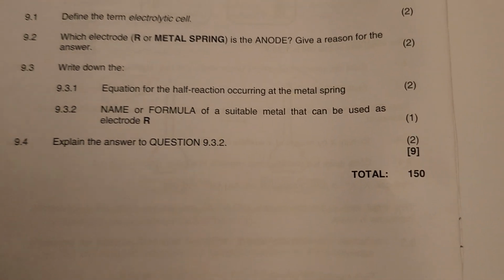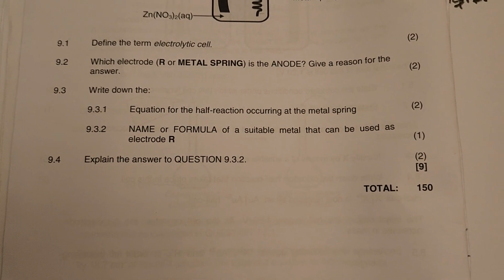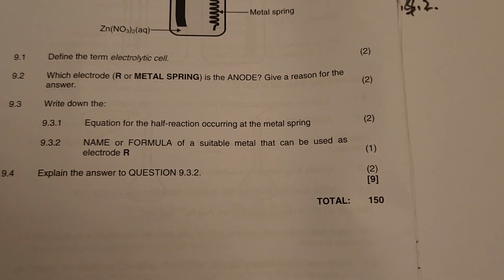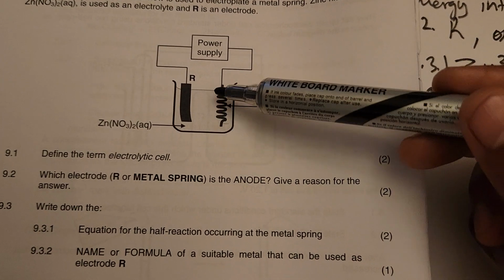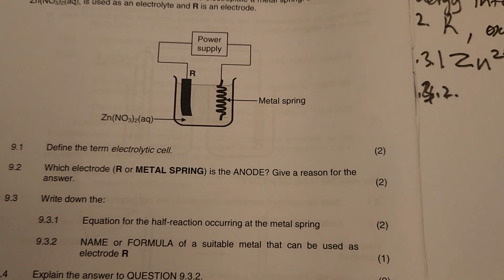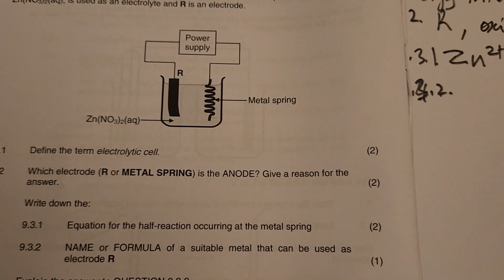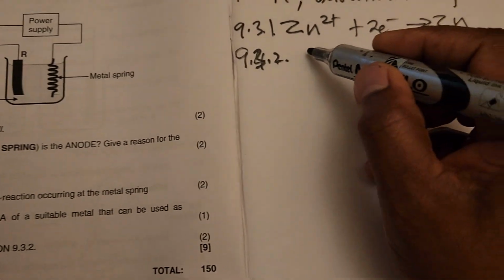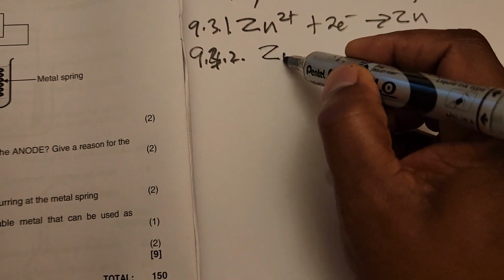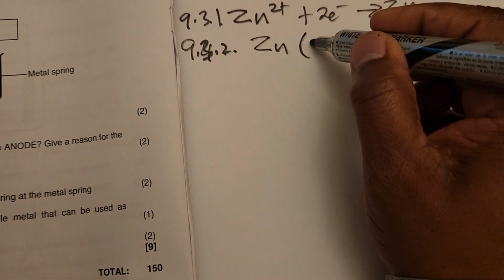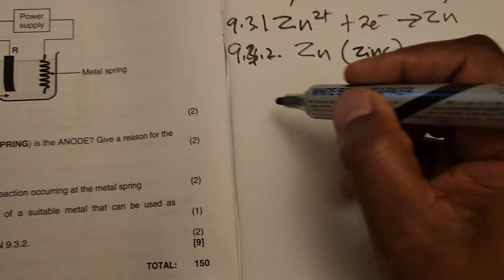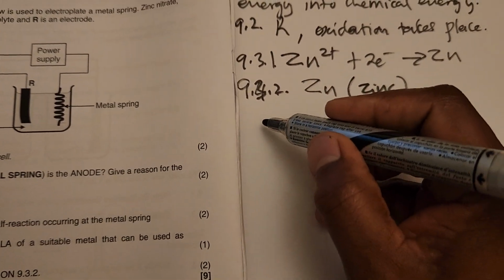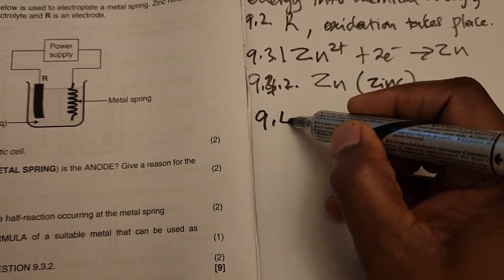Fine. Let's go to 9.3.1 and 9.3.2. Sorry for that. Write down the name or formula of the suitable metal that can be used at electrode R. Obviously, if you are covering the spring with the zinc, then R must be the zinc metal. Fine, no problem. Then 9.3.2 would be Zn. If you write the formula or if you write the name, it will be zinc. Fine, but don't write both or in the exam. You just write one of the two. No problem. Then the next one, which is the last one, is 9.4.